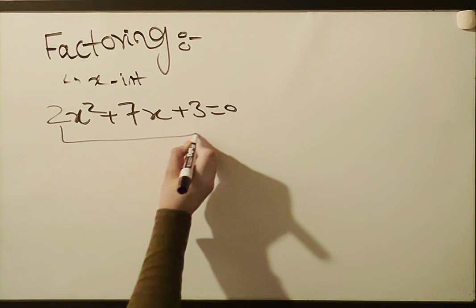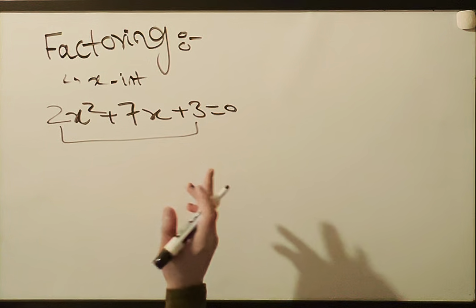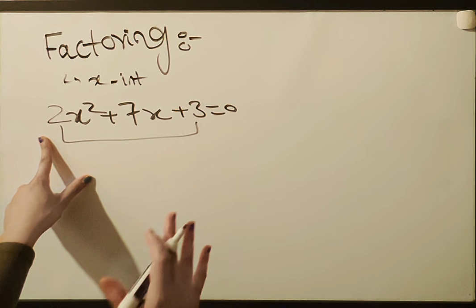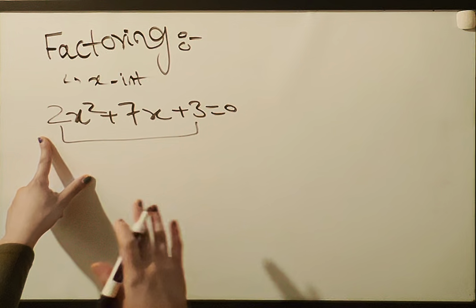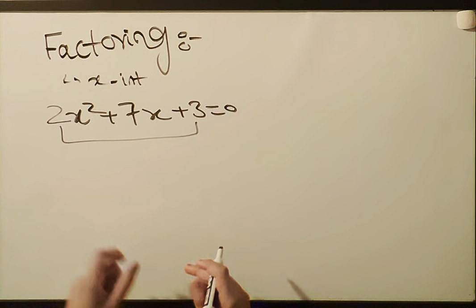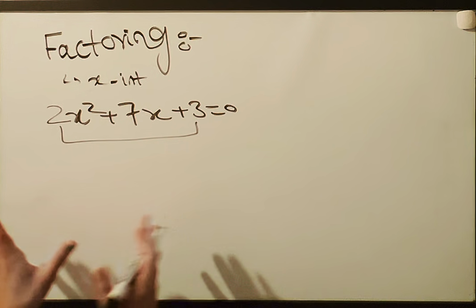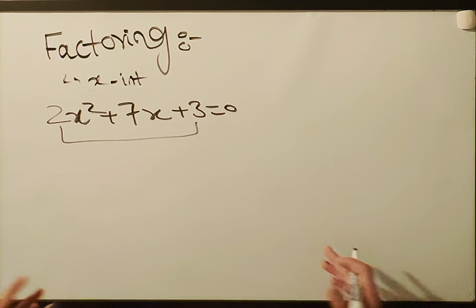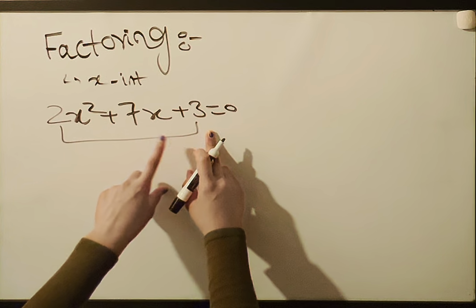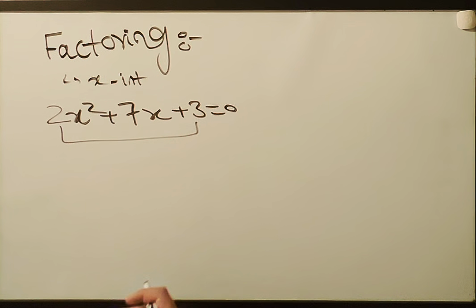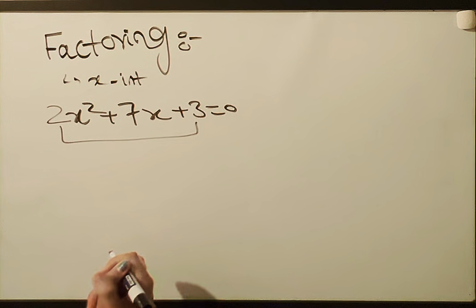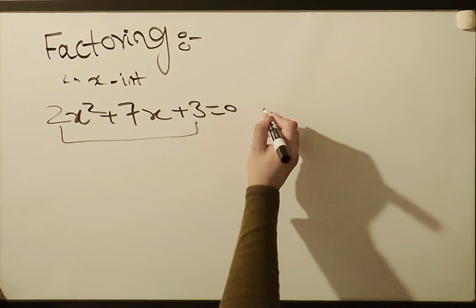The first thing we need to do is multiply these two numbers. And why are we multiplying them? It's because we are trying to account for that a that we have next to our x squared. If we didn't have that value of 2, we would have been fine with just figuring out two numbers that multiply to this and add to that. So since we have that 2, we have to multiply 2 and 3 together, and 2 times 3 is 6.